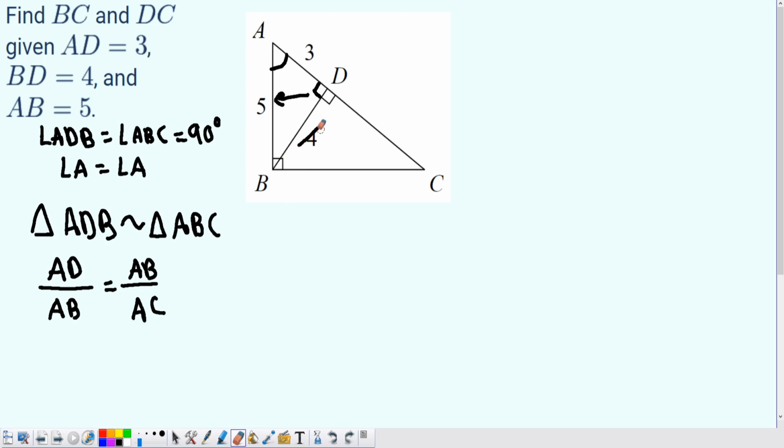And finally, we have one more ratio we could write. Let me just erase some of the extra stuff. The missing side we have, so we have AD, AB, and then finally we would have BD. Well, what side matches with BD? That medium-sized one. Well, that seems to be BC. So we have the following proportions. Now let's see if we can plug in any values. So AD is 3. AB is 5.